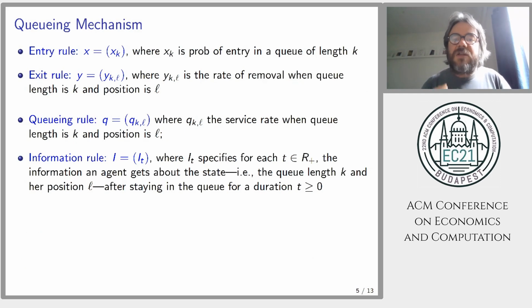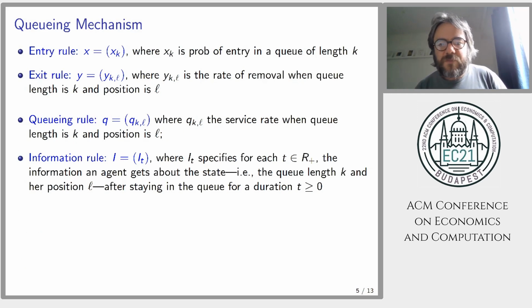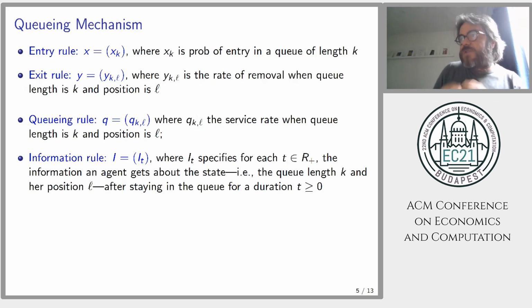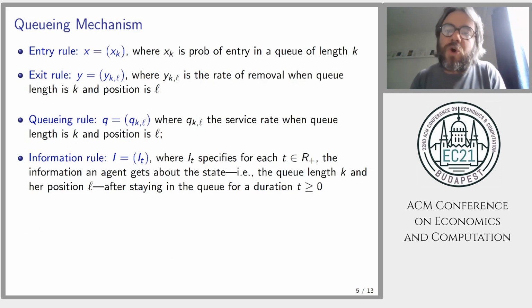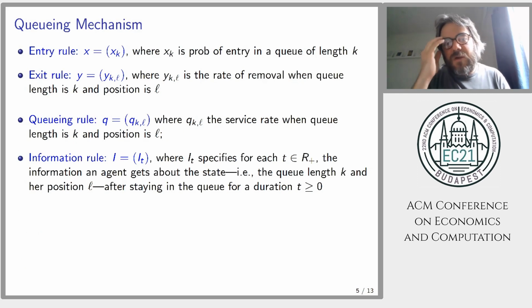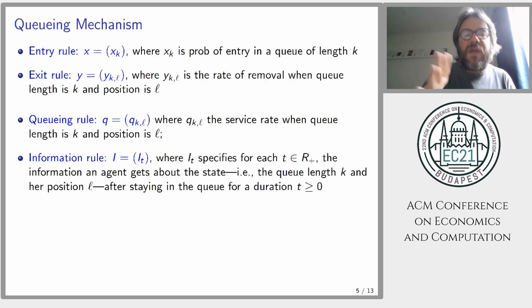And so Ykl is going to be the rate at which an agent in position l is removed from the queue when you have k agents in the queue. Again, if an agent is not removed from the queue, you could think of this as being a recommendation to stay in the queue. And again, in the designer's problem, we ensure that whenever an agent is recommended to stay in the queue, he will have incentive to do so. Okay, so this describes the entry rule and the exit rule.